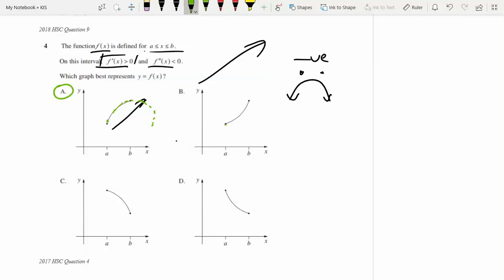Let's check the others. This is going in the right direction, but it's actually concave up, right? This is going in the wrong direction, but it has the right concavity. It's going down, but it does have the right concavity. It is pointed down. This one is wrong on both counts. It's going in the wrong direction, and it also has the wrong concavity. This one's a smiley face, and it's going as a negative gradient. We wanted positive gradient and negative concavity. So our answer is A.